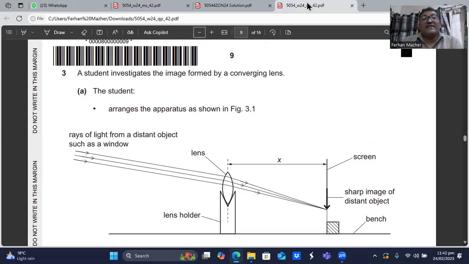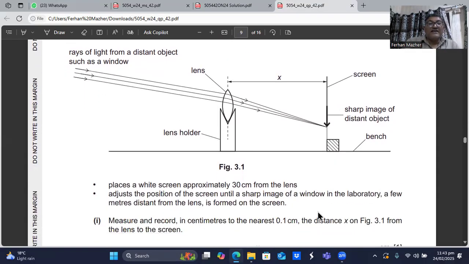He says a student investigates the image formed by a converging lens. The student arranges the apparatus as shown in the figure. So here we have the rays of light from a distant object such as a window. Here you have a lens holder, and in that lens holder we have a convex lens, and the light rays from a distant object pass through this lens and are converged here. This is a screen, and this whole thing is on a bench. On the screen, a sharp image of that window is formed. That image is real, so it will be inverted on the screen.